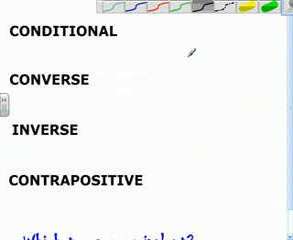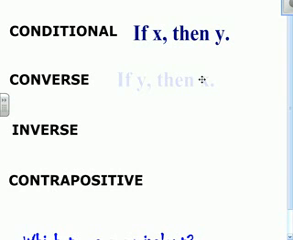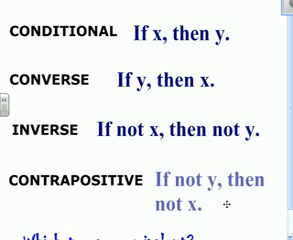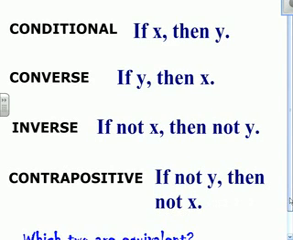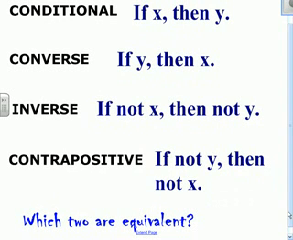So let's summarize this a little bit because those conditionals were kind of wordy. If your conditional is if X, then Y, your converse would be if Y, then X. Your inverse would be if not X, then not Y. And your contrapositive would be if not Y, then not X. And the question is which two are equivalent, and it means logically equivalent, and it's the first one and the last one. If the conditional is true, the contrapositive is true. If the conditional is false, the contrapositive is false.